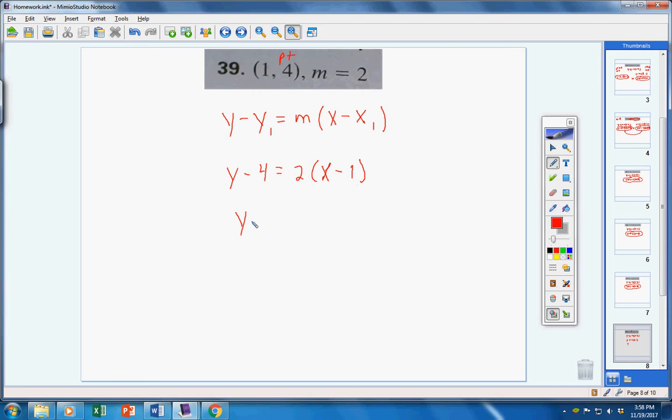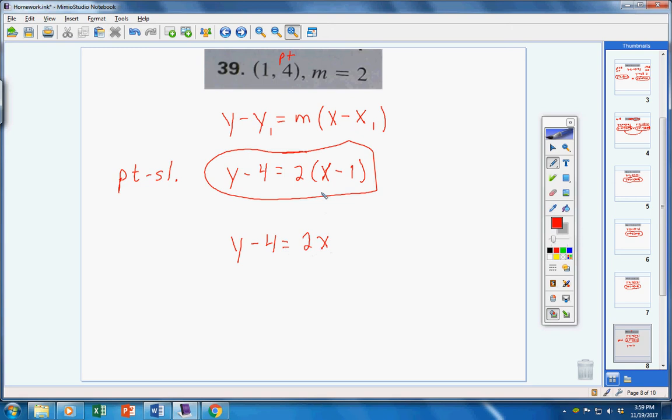Take the 2, multiply it through, 2 times x, 2x, 2 times negative 1, oh my fault guys, sorry about that, let's stop right there. So, they want two answers. First, they want the point slope form. So there we go. Point slope form. Okay, there's one answer. Now let's simplify it and get y all by itself.